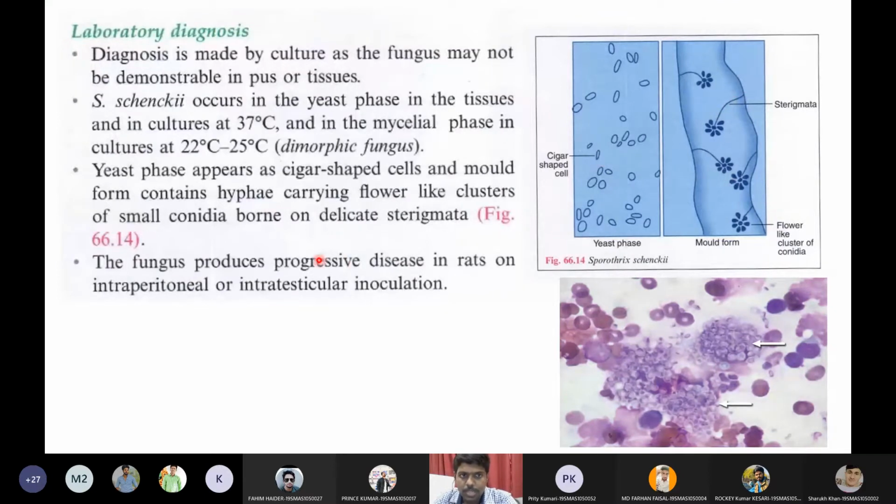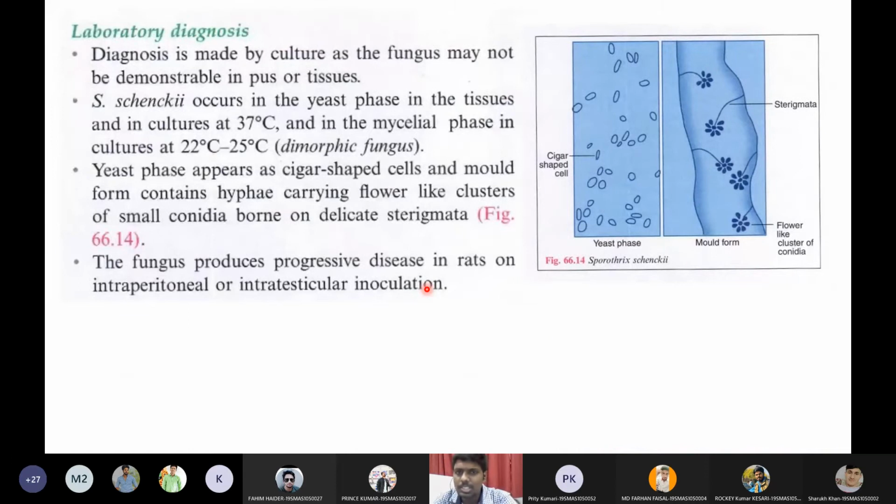Okay, this fungus produces progressive disease in rats on intraperitoneal or intratesticular inoculation. This will also cause infection in rats. Okay, this is all about sporotrichosis.